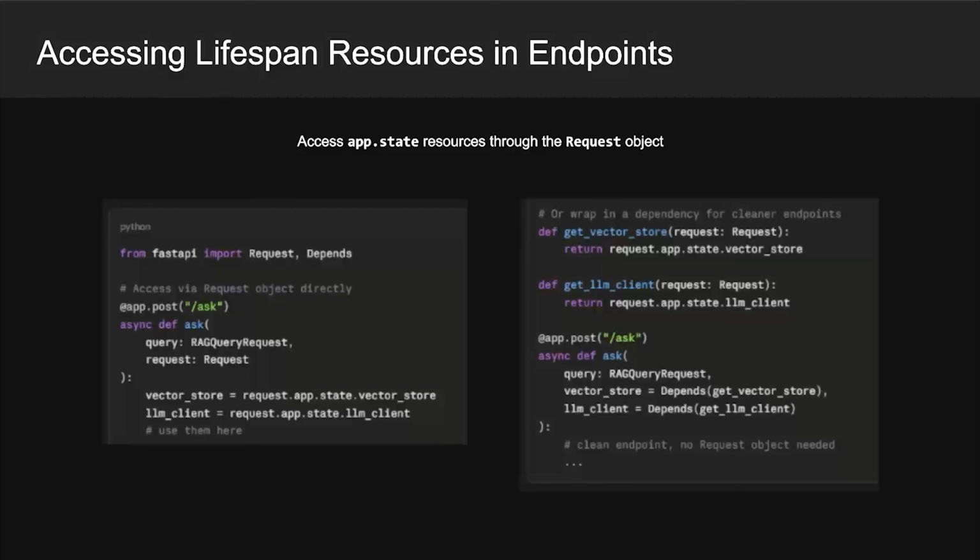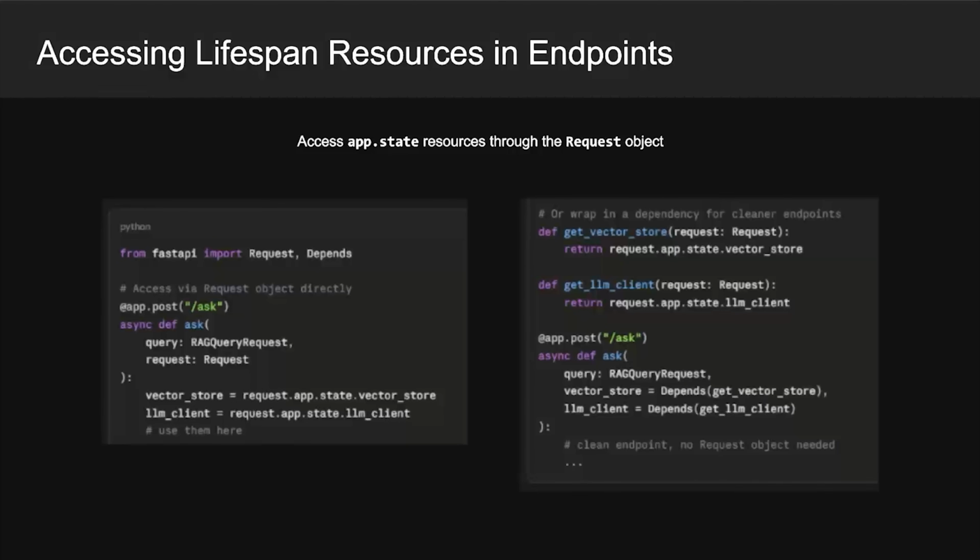So, once resources are on the app.state, you access them through the request object. Look at the left code block. The /ask endpoint injects request directly and pulls the vector store and the LLM client from request.app.state. This works, but it makes your endpoint function aware of the request object, which is a bit noisy.